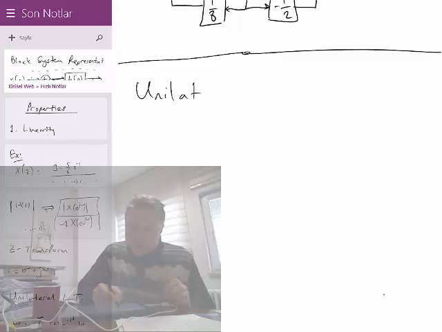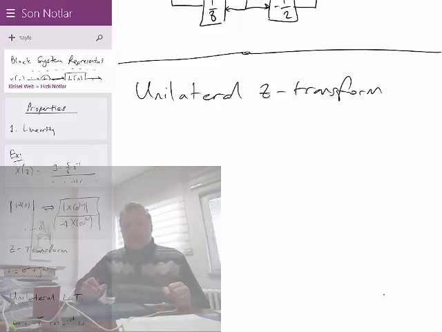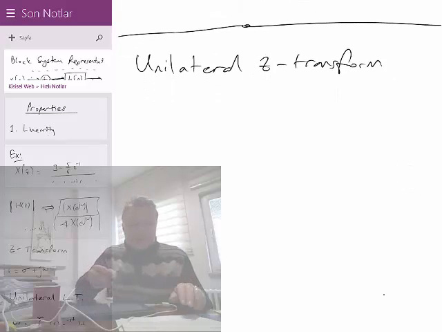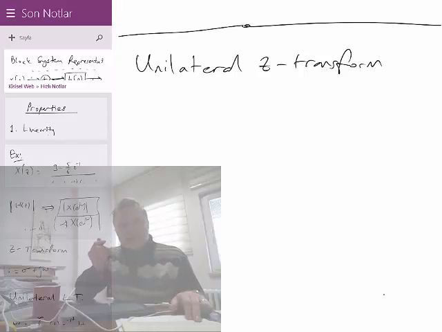So the unilateral Z transform is the new topic. It's a subchapter in this chapter of Z transform, and its existence or its representation is just like the unilateral Laplace transform. Do you remember what the unilateral Laplace transform was?